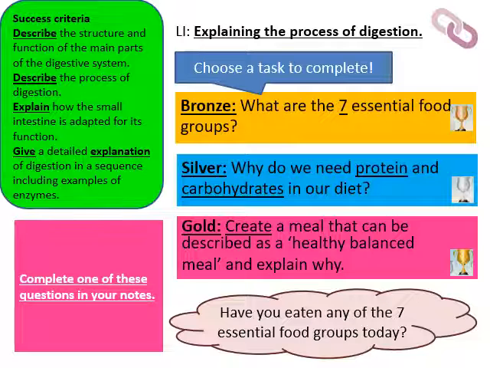So we're either going to answer what are the 7 essential food groups, which you will have covered in the nutrients lesson at the beginning of this unit. Why do we need protein and carbohydrates? Or you're going to create a meal that can be described as a healthy, balanced meal and explain why.